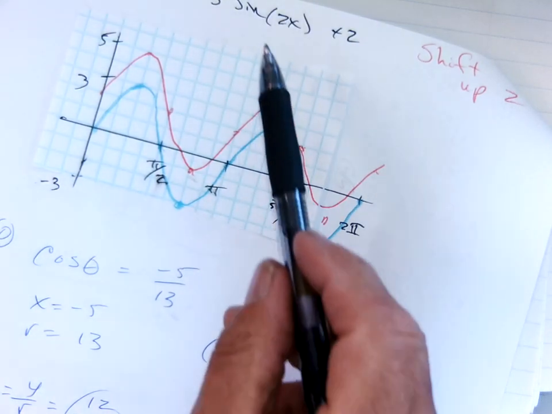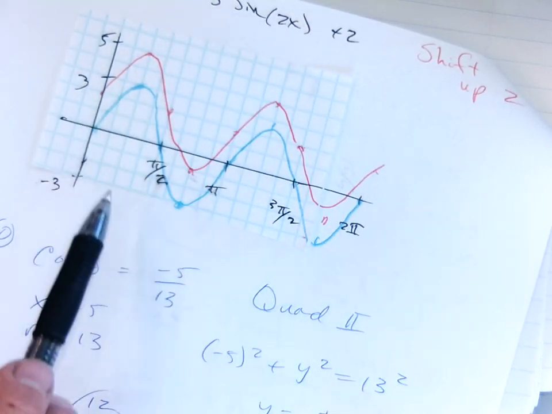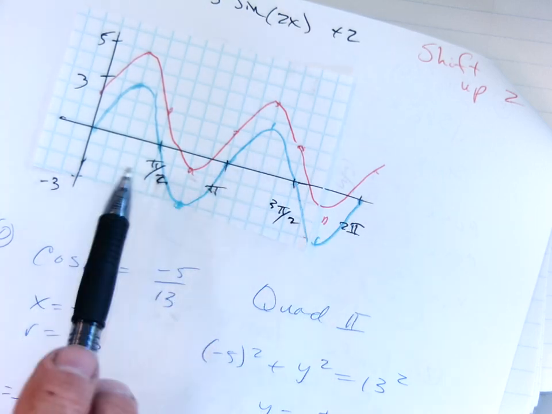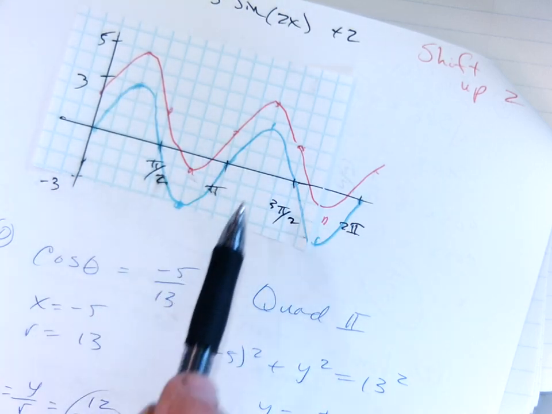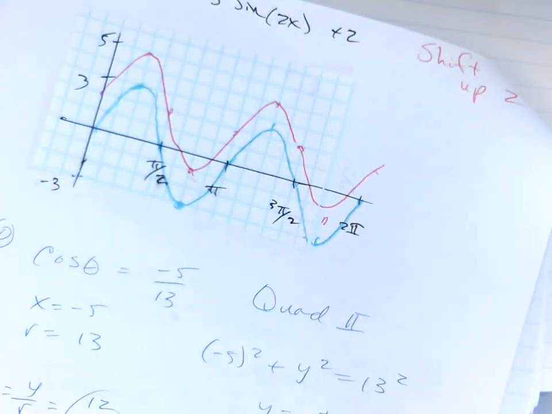9, I graphed a sine curve. 2 of them, because of the frequency, 2 of them in 2 pi, from 3 to negative 3. And then I just moved everything up 2, so the whole graph went up 2, okay?